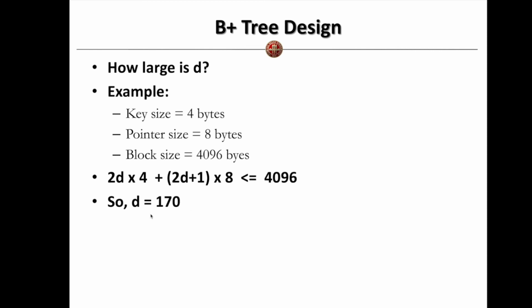In other words, the D value should be no greater than 170. We have a limited size for D value, right? This is the maximum number we can allow for the D value for creating a B plus tree. And normally in real world applications of the B plus tree, we don't use the largest number, and we can use a small number instead.